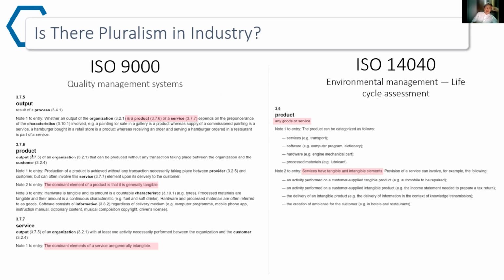So for one ISO, the product is generally tangible. For this ISO, instead, a product can be tangible and intangible. So how can you provide a univocal definition of product when you have two ISOs that use the same label, the same term product, in different ways? So it seems that this can jeopardize the ambition of ontology.